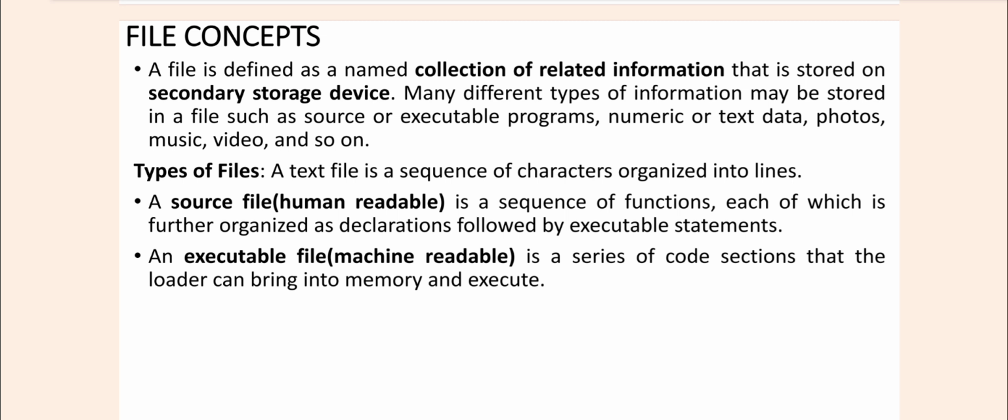The second type is the executable file. The executable file is the machine readable version of the source code, ready to run by the computer. The process of converting a source code into the executable file is called compilation. So there are two different types of files, source file and executable file. Source file is the human readable file, executable file is the machine readable file.